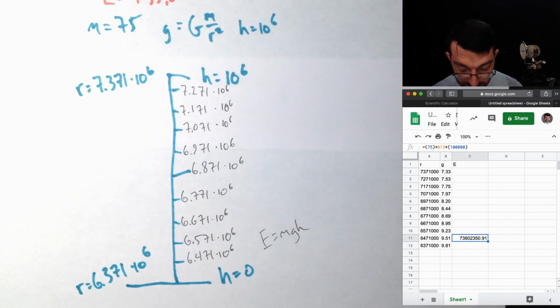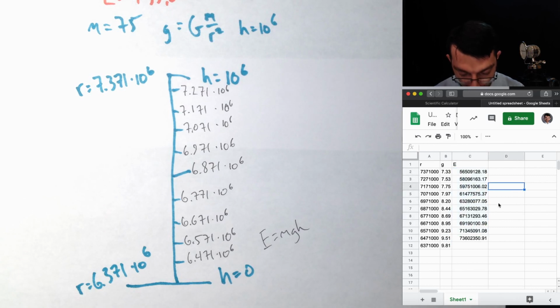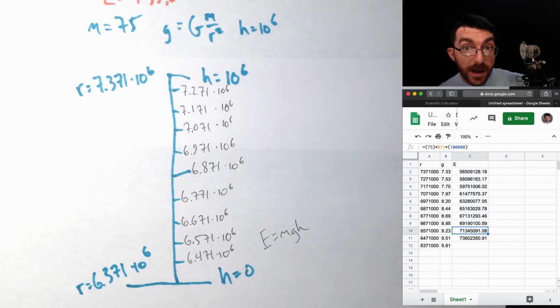All right, so that's the energy it takes to jump the first 100,000 meters. The energy it will take to jump the next 100,000 meters will be less, because instead of jumping with a gravity of 9.81, I jumped with a gravity of 9.51. I can just copy this up, and there I have it. The first 100,000 meters cost me this much energy. The second 100,000 meters cost me that much energy. The next 100,000 meters cost me that much energy. Do you see every time I go up, the energy cost is less because I'm jumping against a weaker gravity?